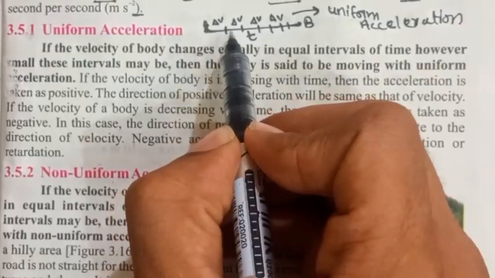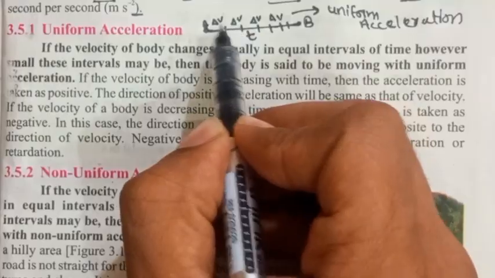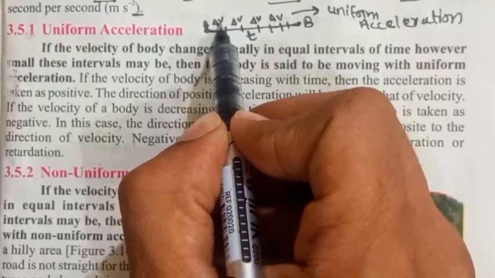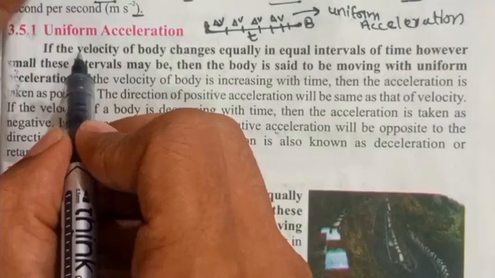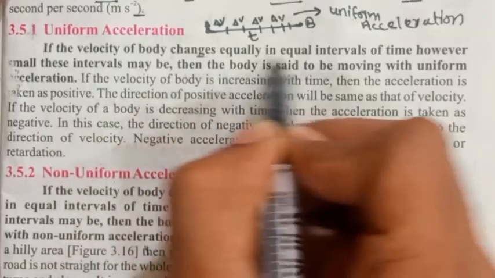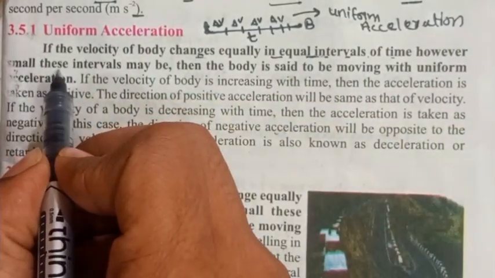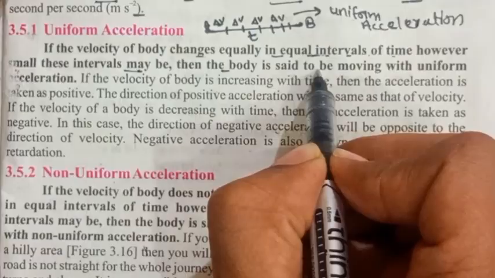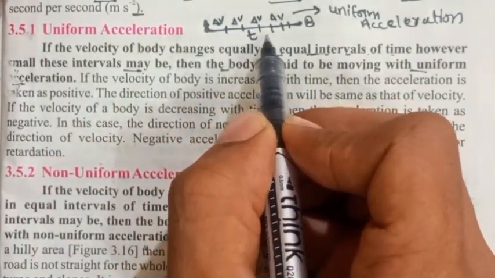Okay, this means if a body is traveling from point A to B in a short interval of time, the velocity in this interval will remain constant. So this means the body has uniform acceleration. If the velocity of a body changes equally in equal intervals of time, however small these intervals may be, then the body is said to be moving with uniform acceleration. That is why I made you understand with the example.